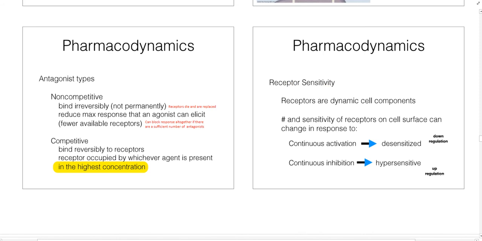So we also have receptor sensitivity. Receptors are going to be dynamic cell components. The number and sensitivity of receptors on a cell surface can change in response to continuous activation or continuous inhibition. So if we have a receptor, let's say insulin, insulin's not a receptor, but the receptors that insulin affects on cells to get glucose to go into those cells.